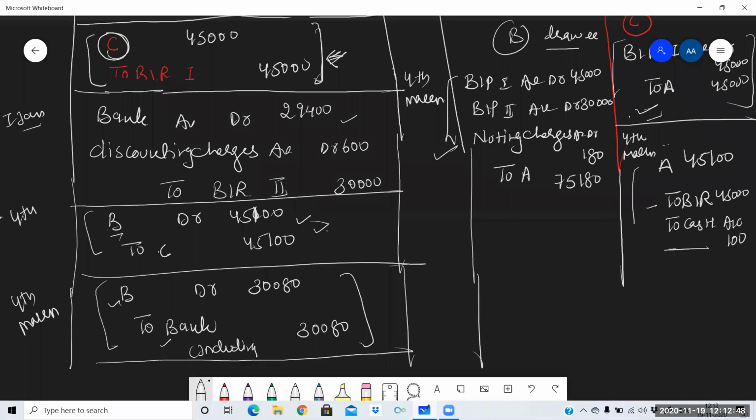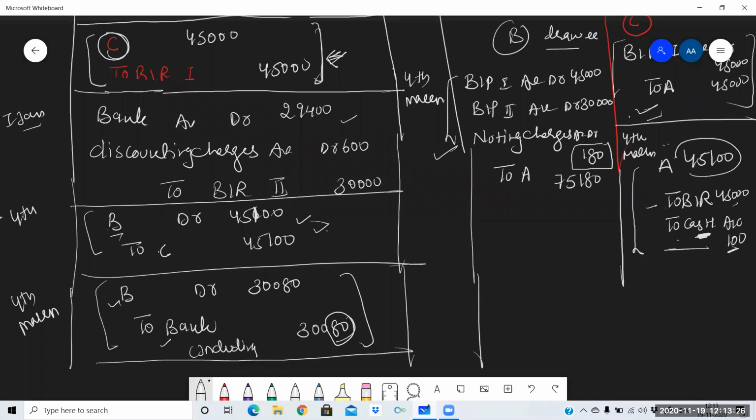So when the bill is dishonored, the first case entry will be passed. A debit, including noting charges, to BR 45,000 and to cash for noting charges. This to cash is for noting charges. Here you can see I have debited the noting charges with 180, in which 100 rupees is from the endorsee's cash and 80 rupees from the bank's cash. Bank has paid, because noting charges are paid by the party who is holding the bill. But it will be reimbursed by the drawee itself.